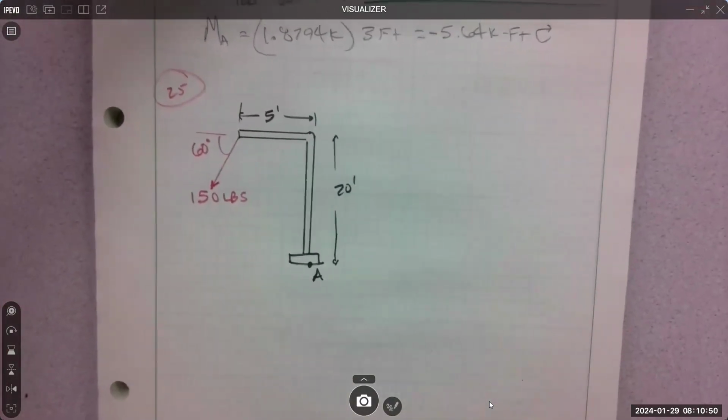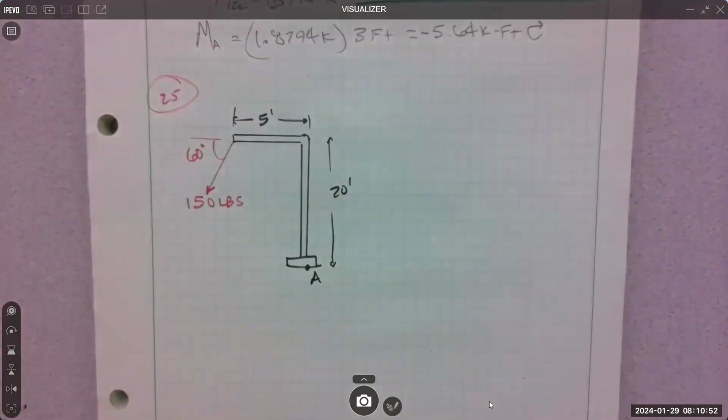25. I think the same statement, right? Compute the moment of the force about point A for the conditions shown. Not a great drawing.